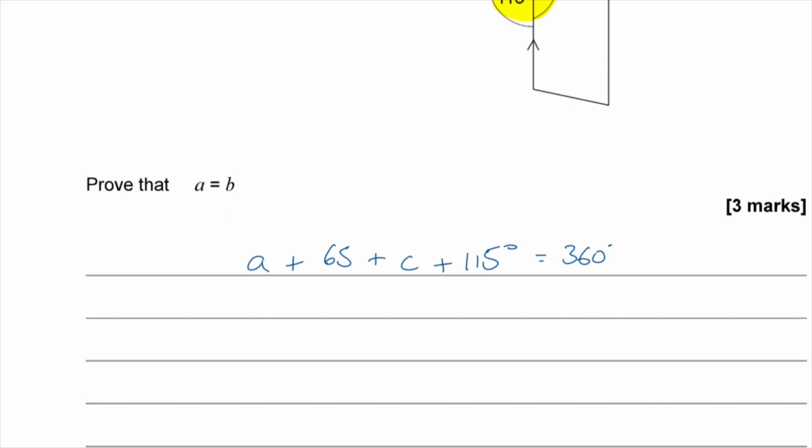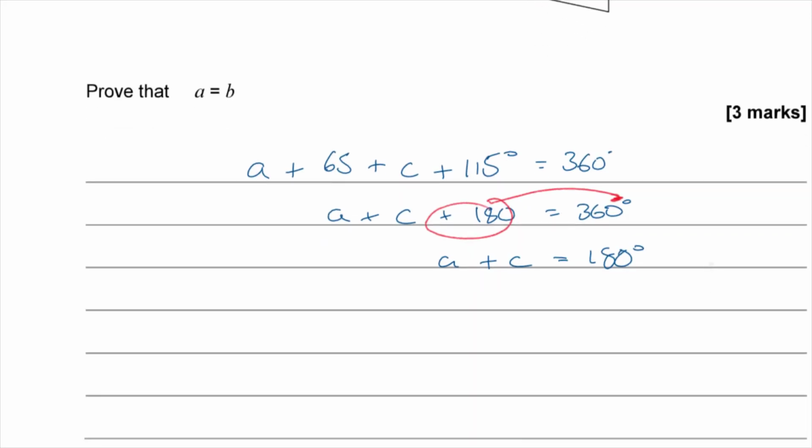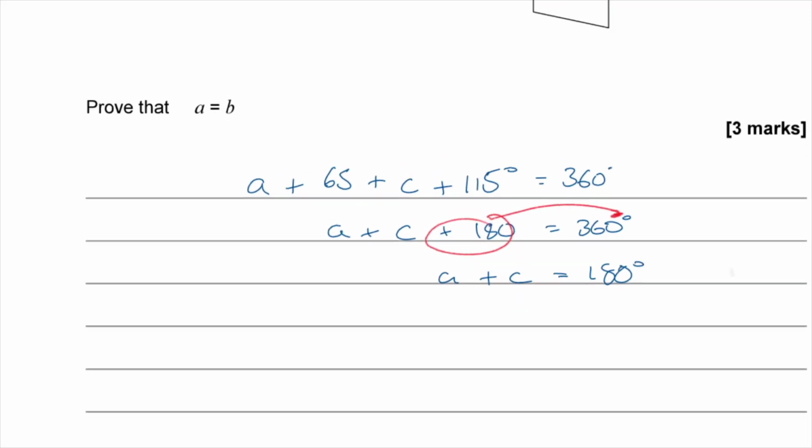So A plus C plus 65 plus 115, that's 180, isn't it? So, taking that 180 over to the other side to simplify things a little bit, I'll get that A plus C is equal to 360 take away 180, which is just 180 degrees. Okay, so that's my first equation.